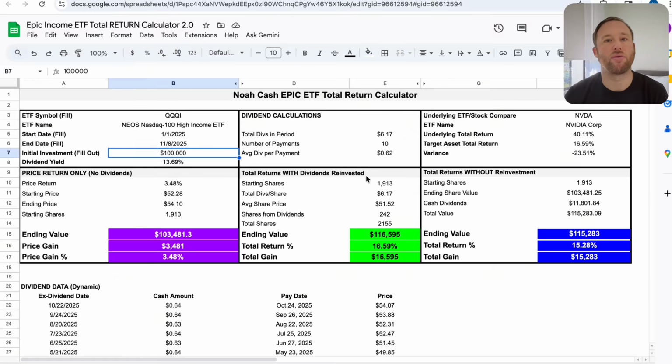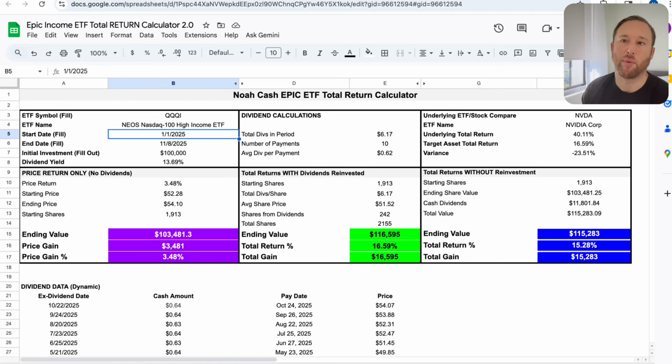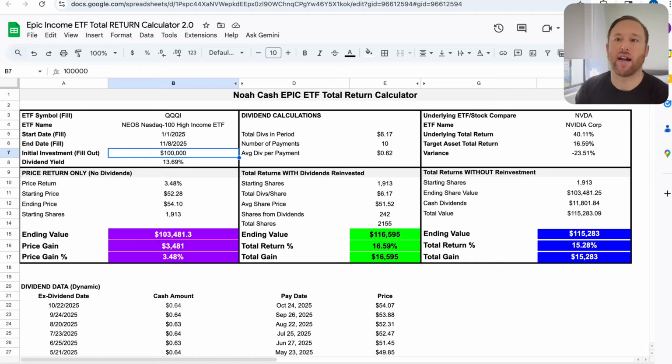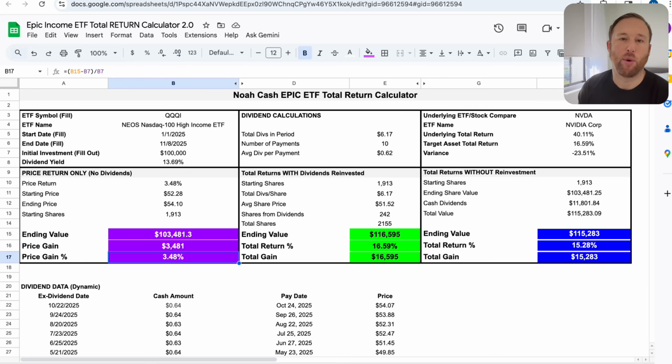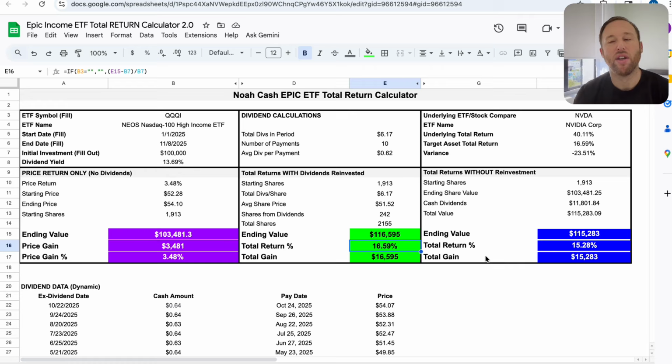All right, so let's evaluate QQQI as our starting point. We're going to do from Jan 1 to November 8th. We're going to invest 100K into this asset, and the price return for QQQI is 3.48%. All right, our total return, though, including dividends, right? We had a great number of dividends that have been provided with this. And with dividends, our total gain is 16K, or 16.59% on that 100K investment. And if you wouldn't have reinvested those dividends, we would have had a 15.28% return. So definitely in this case, a benefit to have reinvested those dividends.